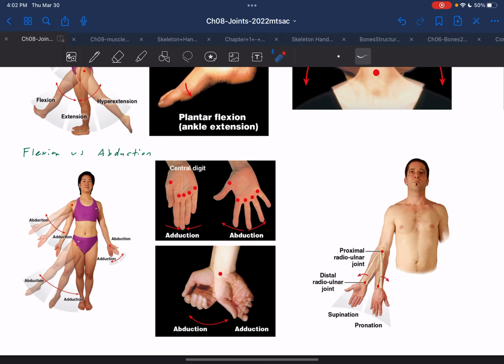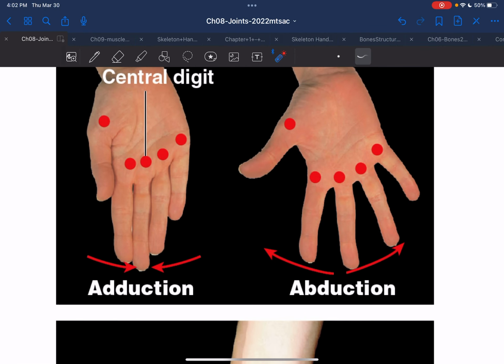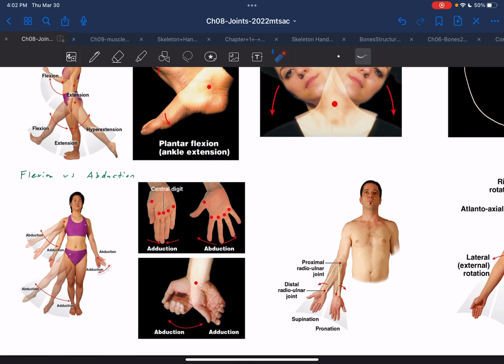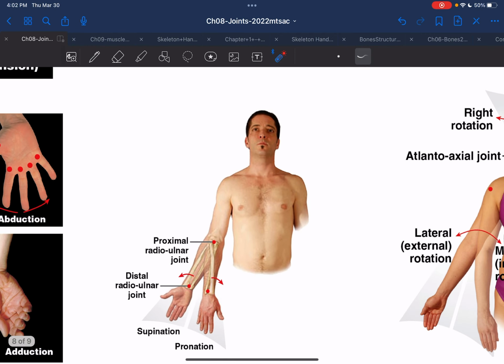All right. And even your fingers as well, right? If you did jumping jacks with your fingers, opening them up is abduction when they start their jumping jack, and then bringing them back to normal is going to be adduction. So you just want to practice with these terms at home. And again, the wrist, the same thing.